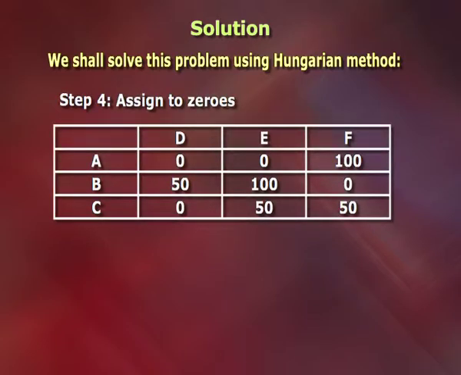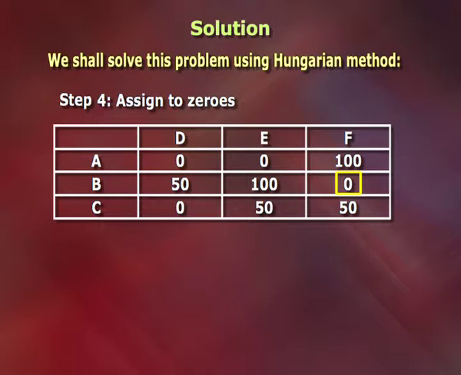Step 4. Assign to zeros. This is an important step that we have to take care of. First row has 2 zeros, second row has 1 zero, and third row has 1 zero. So starting with first row, there are 2 zeros, so we cannot assign to it. Second row, there is only 1 zero, so we'll assign to that 0, and any other 0 in that row or column will be cancelled.